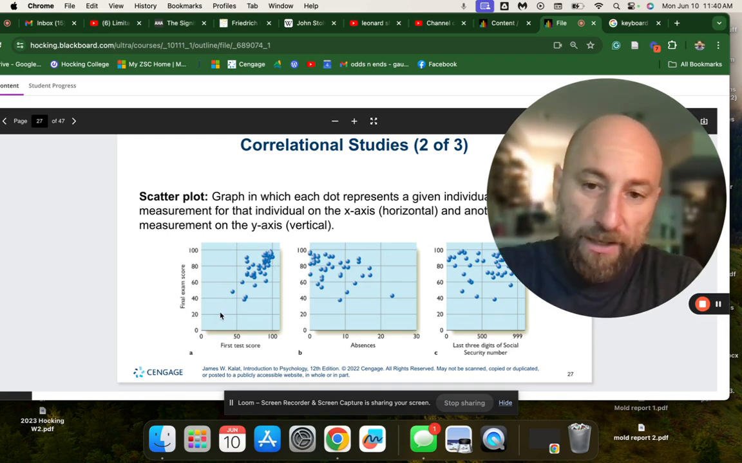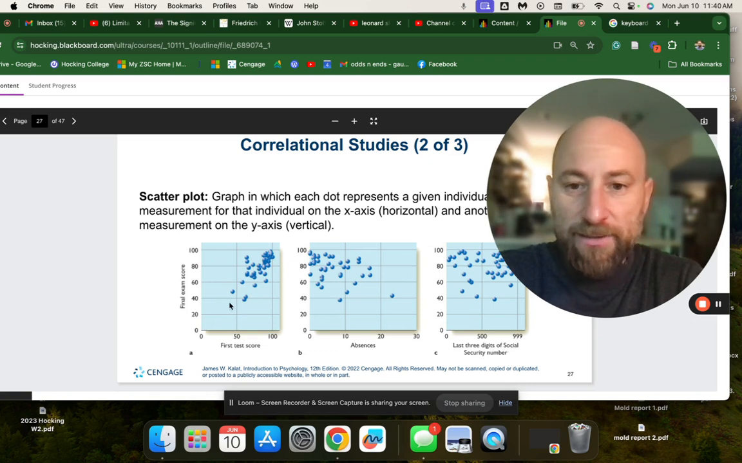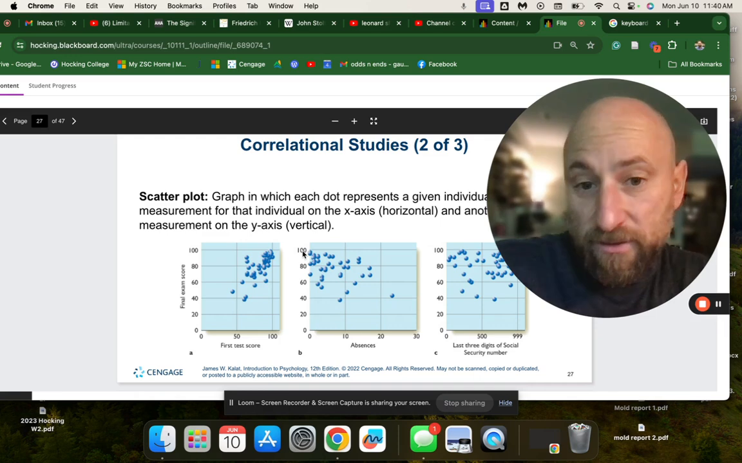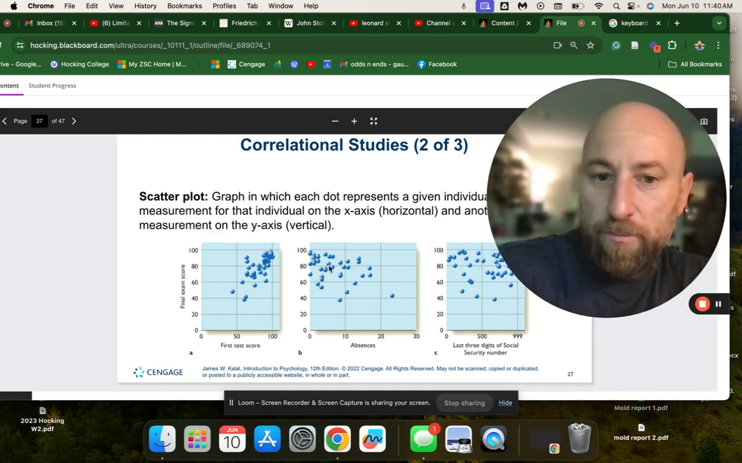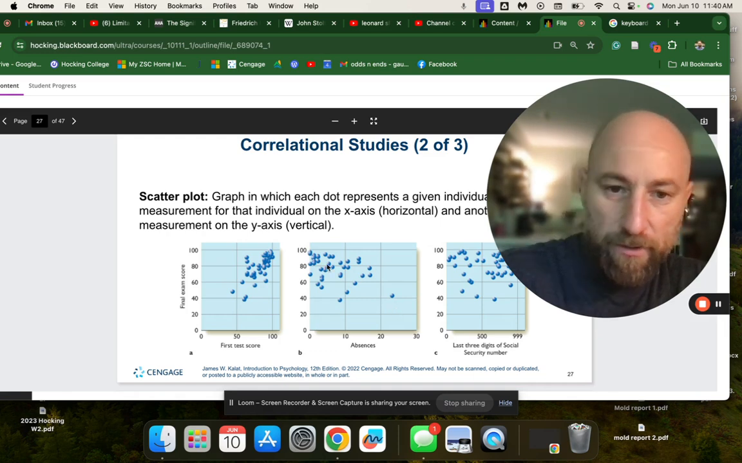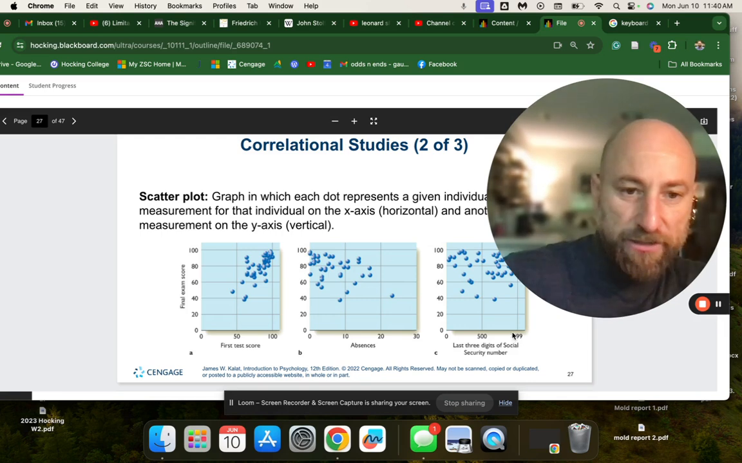So people that were smart and good at school testing at the beginning of the semester, they were good by the end of the semester. That is a pretty typical finding. Intelligence is a stable trait. Absences. People that had more absences tended to do worse on the final exam. That makes sense.